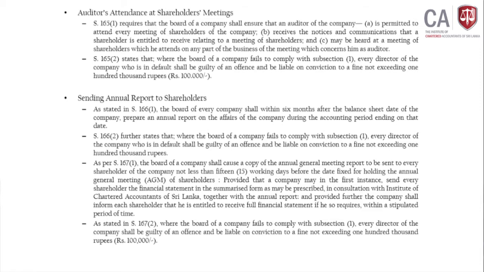As per section 167(1), the board of a company shall cause a copy of the annual report to be sent to every shareholder of the company not less than 15 working days before the date fixed for holding the annual general meeting of the shareholders. That means that the board must make sure that a copy of the annual report of the previous year is sent to every shareholder of the company not less than 15 working days, that means 15 working days before the next annual general meeting of the shareholders.